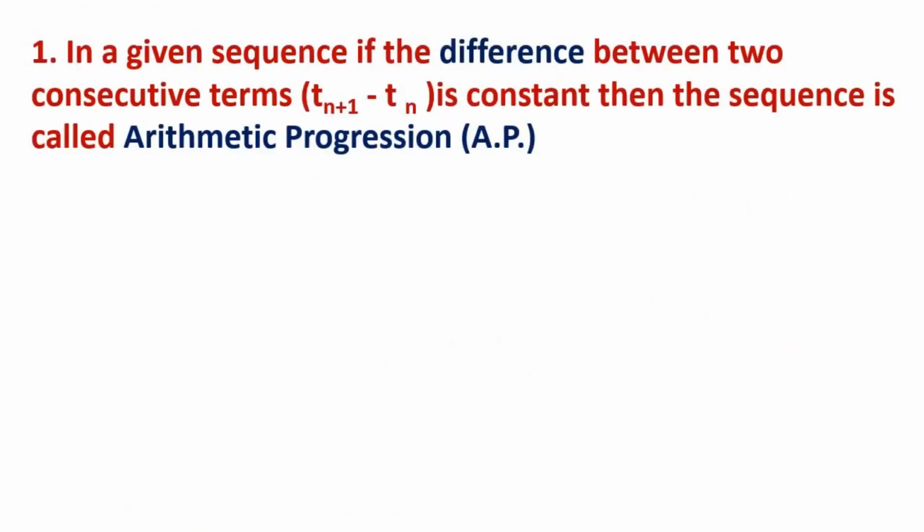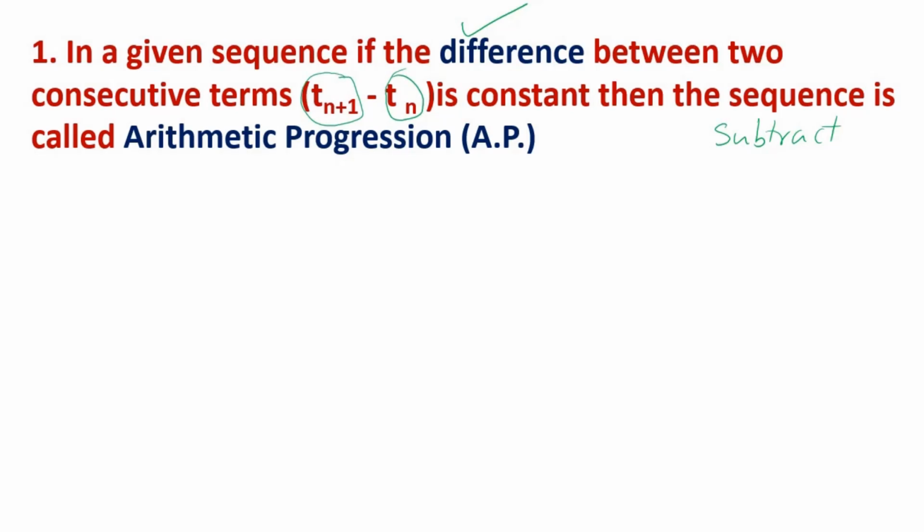In a given sequence, if the difference between two consecutive terms is constant, then the sequence is called an arithmetic progression. This is the definition and statement. Two or three terms are very important. Difference. To get the difference, you should subtract. Whenever you need the difference, you have to subtract. What to subtract? Subtract one term from the other term. From which term are we subtracting which term? We will subtract this term from the next term.